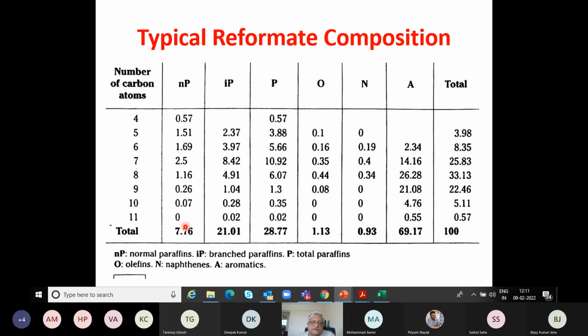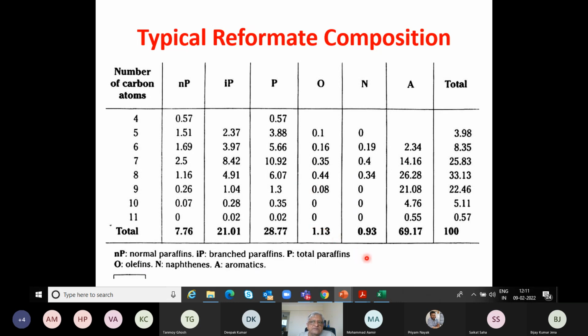And you can see one more thing, that the isoparaffin concentration is much higher than that of the normal paraffin, because there's an isomerization activity which is supported by the catalyst that we use in catalytic reforming, which helps you to convert normal paraffins to isoparaffins. And of course, a small amount of olefins are also made, and I will explain to you why.